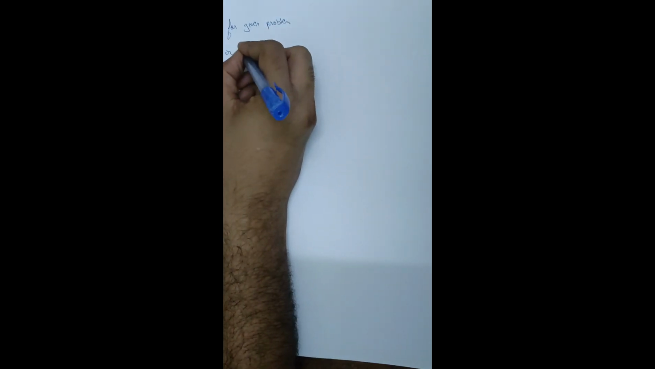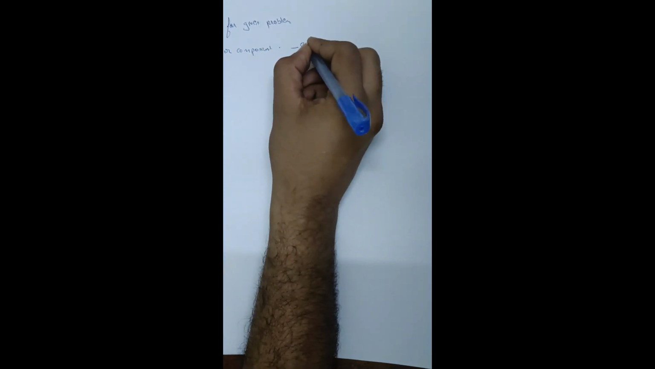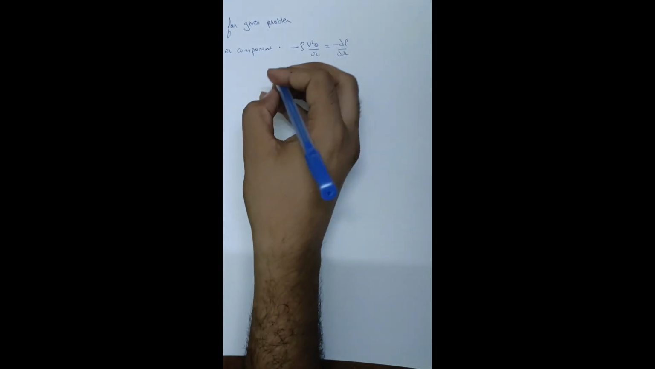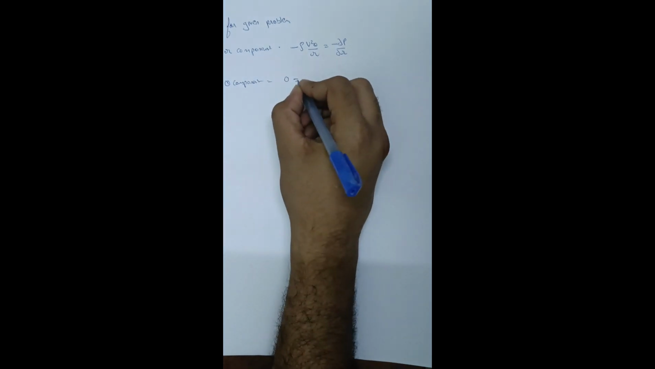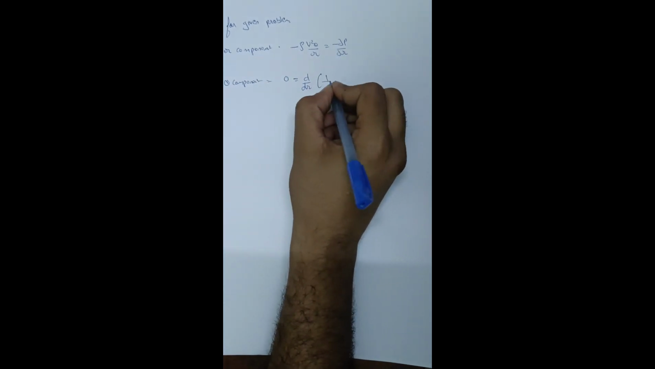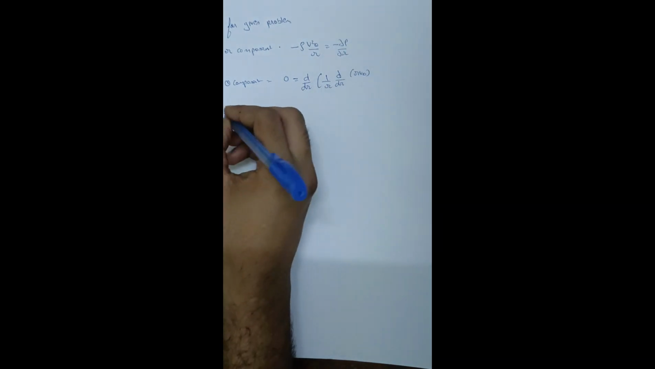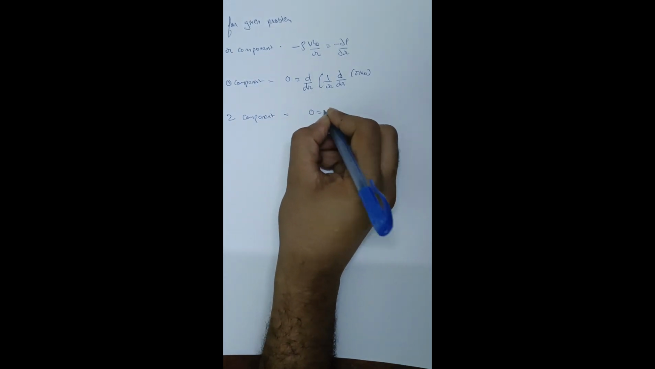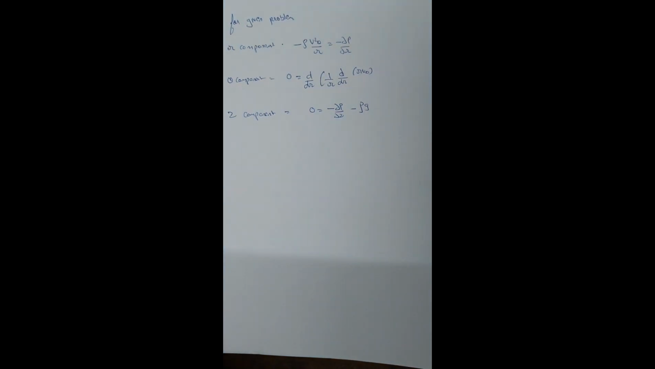For the r component it is minus rho v theta square by r minus dou p by dou r. For the theta component, it is 0 is equal to d by dr into 1 by r into d by dr of r v theta. For the z component, it is 0 is equal to minus dou p by dou z minus rho g.